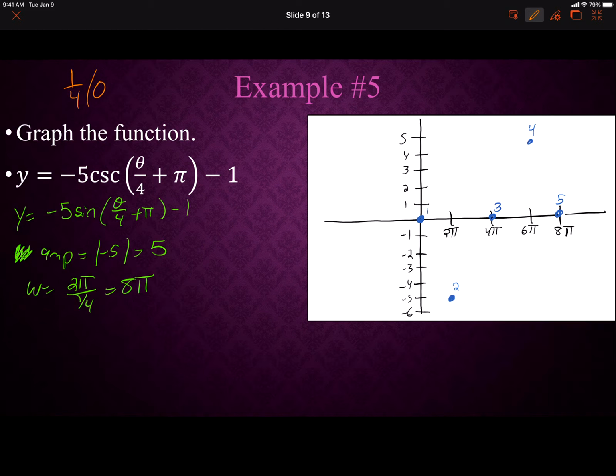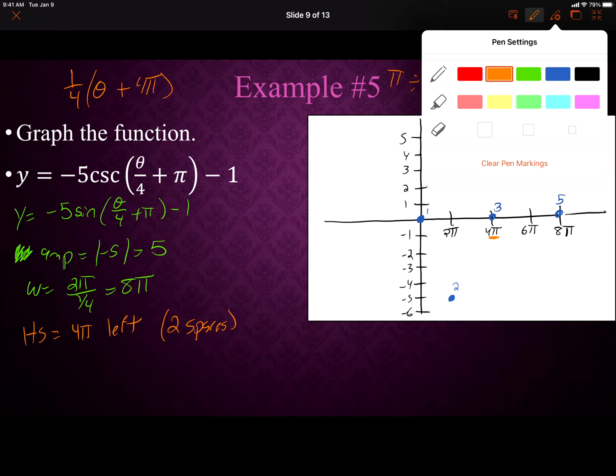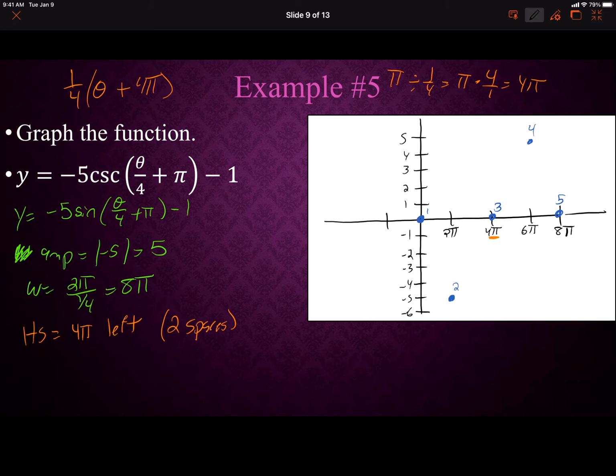We take the 1/4 away from theta and pi. Doing pi divided by 1/4 is pi times 4/1, which is 4 pi. So our horizontal shift is 4 pi to the left because of the plus sign, which 4 pi is 2 spaces. So it's going to be shifting left 2 spaces. So I need to account for 2 negative spaces, so a negative pi and a negative 2 pi.